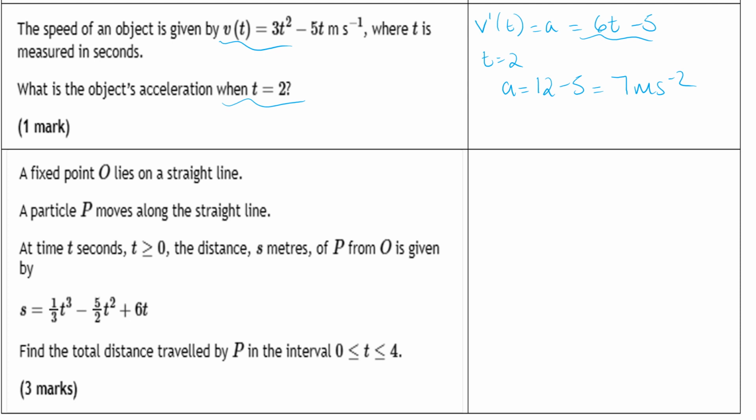We've got a fixed point on a straight line. The particle is moving along a straight line, and at any t seconds, the distance it is away from where it started, O, is given by this equation. Now the distance it is away from where it started is of course the displacement. Now we can see this displacement equation is cubic, so it's going to be this shape.